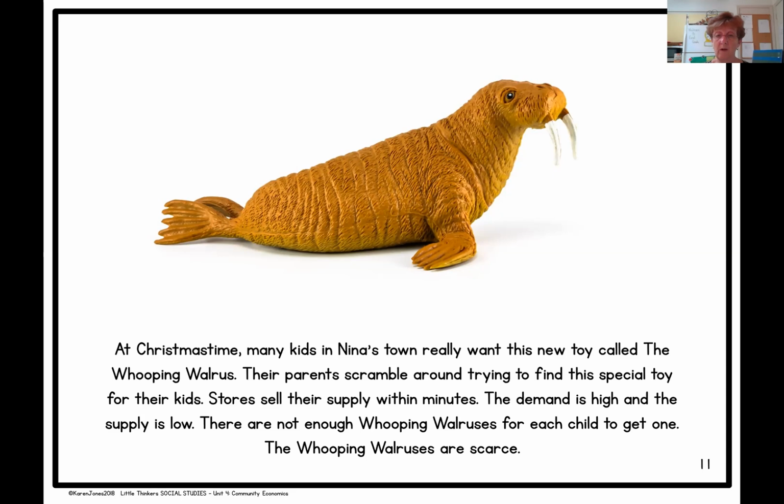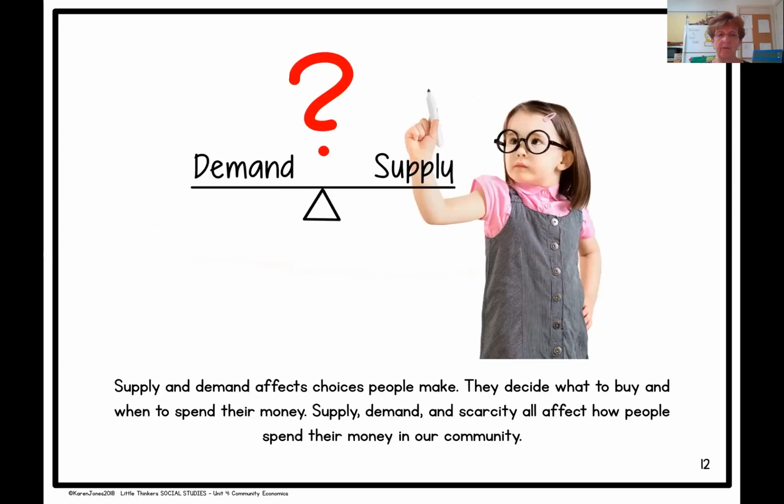The whooping walruses are scarce, just like many of the goods that we would like to have right now. Supply and demand affects choices people make. They decide what to buy and when to spend their money. Supply, demand, and scarcity all affect how people spend their money in our community.